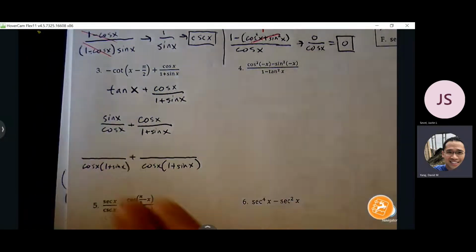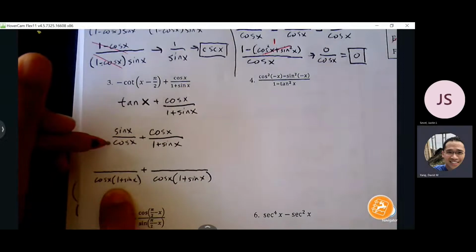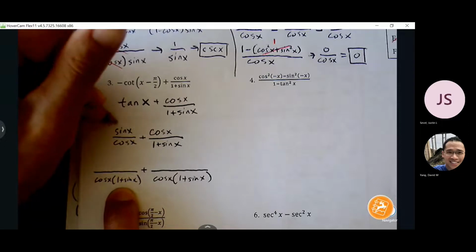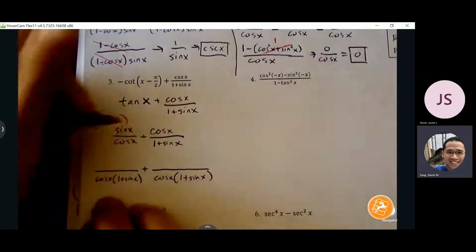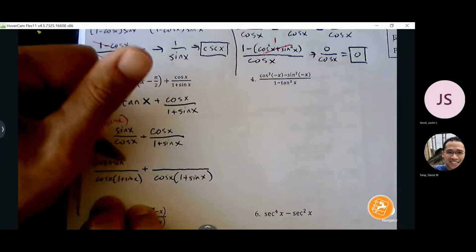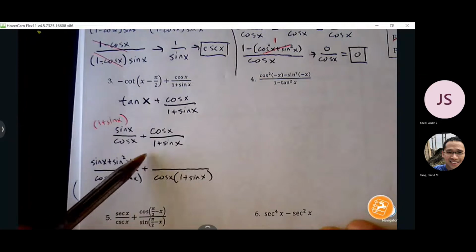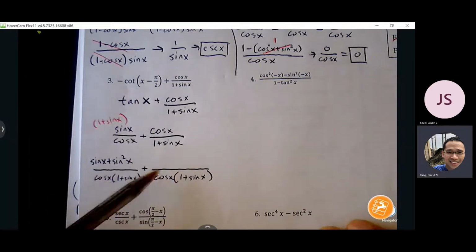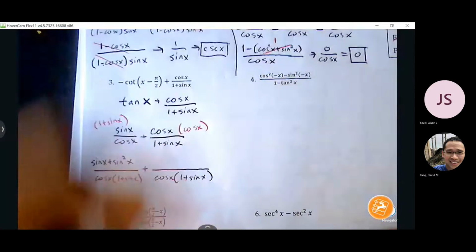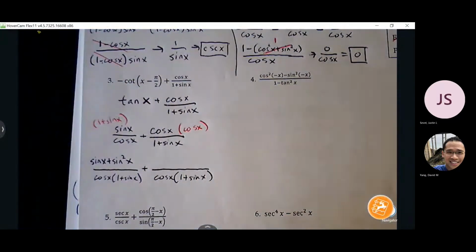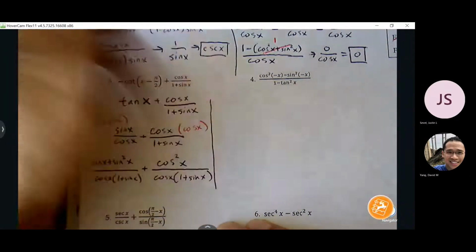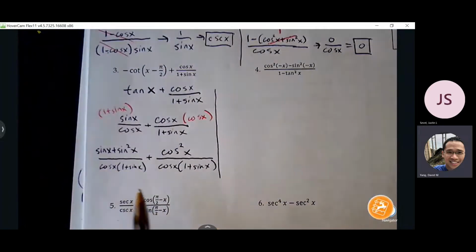Balance each of the numerators here. First denominator is missing the 1 plus sine x. Distribute the sine x through. Second denominator is missing the cosine x. Okay, merge the 2 fractions together.